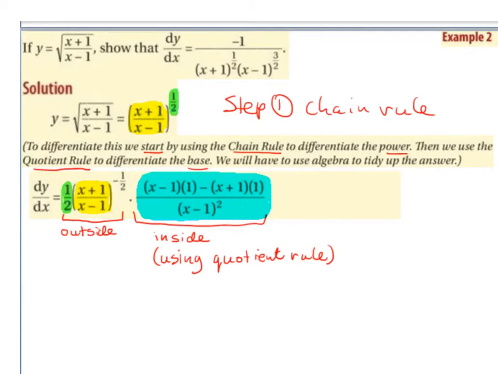So we know the quotient rule is v du/dx minus u dv/dx, all over v squared. So the top of our fraction is always u and the bottom of our fraction is v. So we have v multiplied by du/dx, the derivative of u is going to be 1, minus u, which is just x plus 1, multiplied by dv/dx, the derivative of x, again, is 1. And that's all divided by v squared, so x minus 1 squared. So to differentiate this, we must use the chain rule. But in order to differentiate the inside, or the base, we have to use the quotient rule.